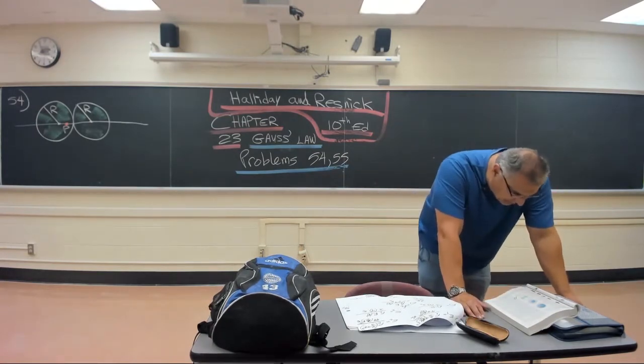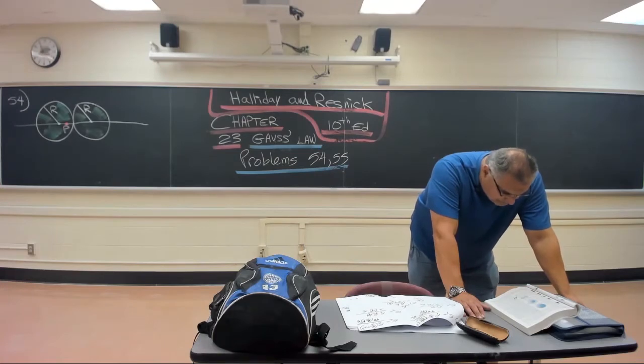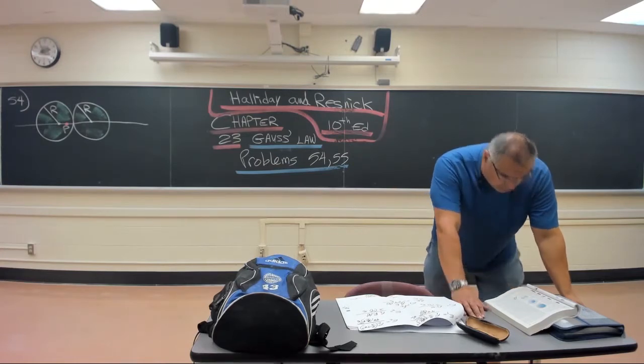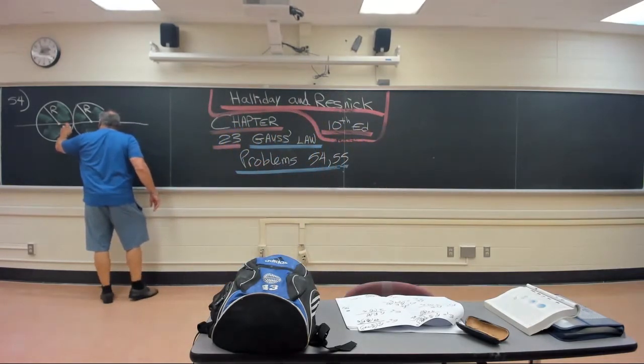Problem 54 says there's a figure, and it shows in cross-section two solid spheres with uniformly distributed charge throughout their volumes. Each has radius capital R. Point capital P lies on a line connecting the centers of the spheres at radial distance capital R over 2 from the center of sphere 1. If the total electric field at point P is 0, what is the ratio Q2 over Q1 of the total charges? So they're basically telling you the total electric field at point P.